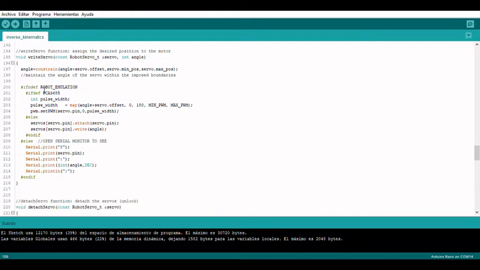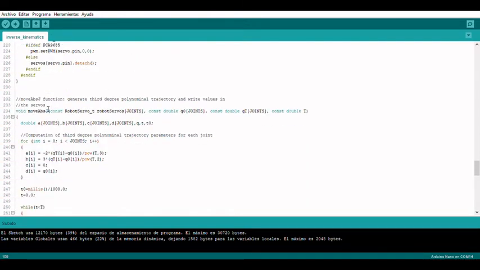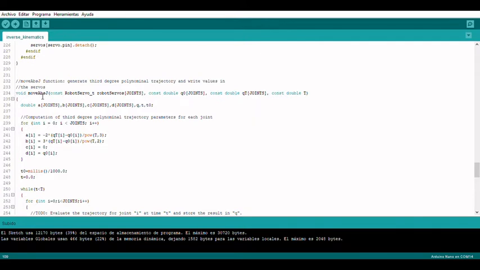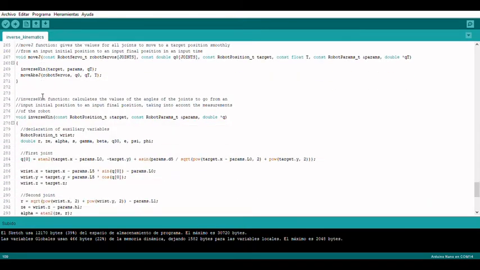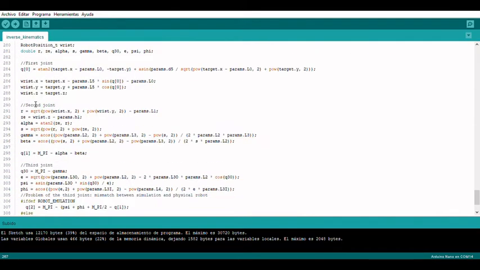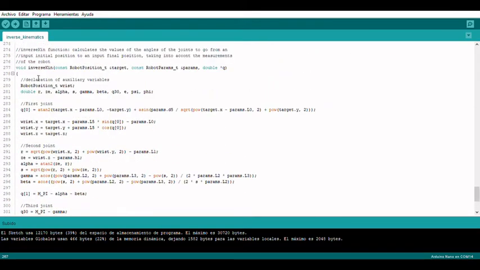Well, we have already explained write servo and detach servo. We have explained moveJ, which is the one responsible for the smoother trajectory, a polynomial trajectory. And now we have moveJ and inverseKin. So inverse kinematics receives the target point, the parameters of the robot, and it stores in a variable q the value of the joints for the desired position.